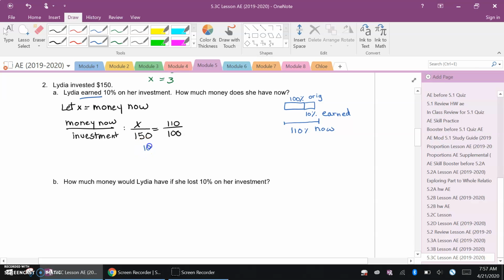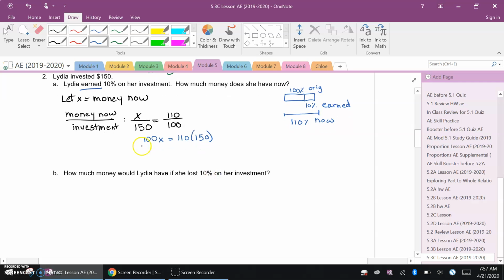So if we cross multiply, we're going to have 100 times x equals 110 times 150. And so if we multiply that together in our calculator, we're going to get 100x equals 16,500. If we divide by 100, we're going to get 165. And so what we're doing here is we're eliminating the need to add anything together because it immediately gives you the answer. So Lydia has $165 now.